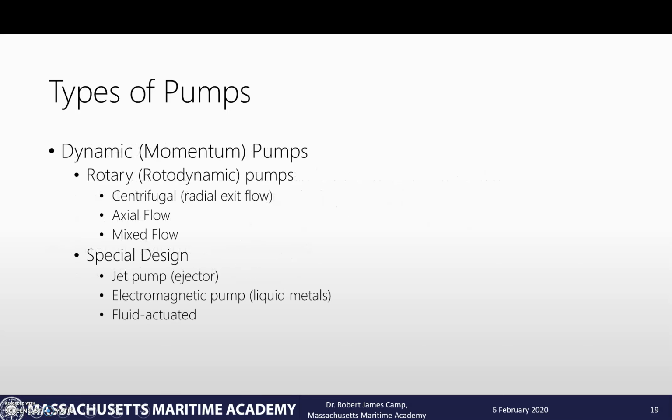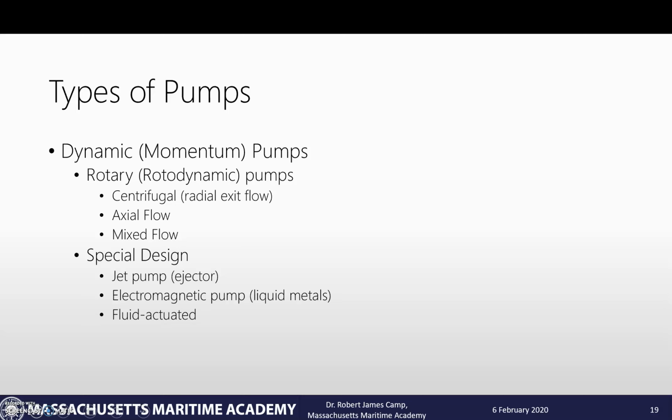So if we look at our dynamic pumps in the rotary dynamic category, we have centrifugal, which is a radial exit flow pump, which we'll spend most of our time on. And that's where fluid comes in, it spins around, and it exits radially. We have an axial flow pump. In axial flow pumps, the fluid comes in one direction and leaves in the same direction. And then we have the mixed flow pump, which is the classification between the two of them.